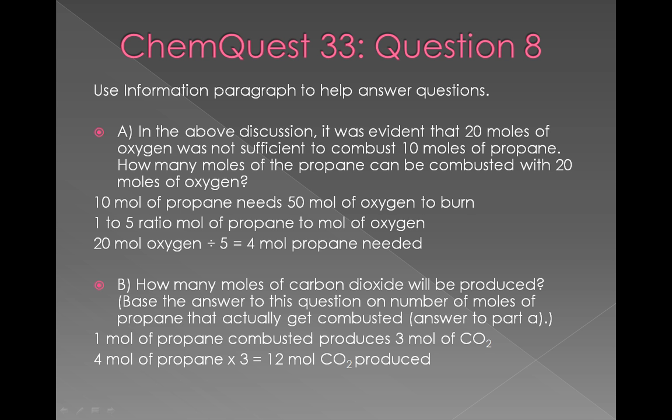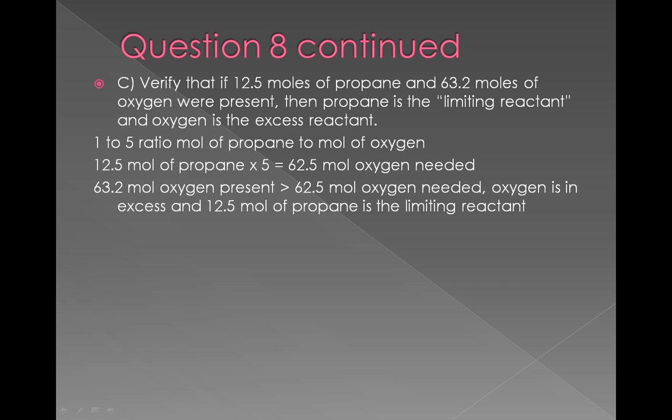For part B, it asks you how many moles of carbon dioxide will be produced. You're basing this answer on your answer from part A. So you have that 1 mole of propane combusted produces 3 moles of carbon dioxide. So you have 4 moles of propane times 3, and that gives you 12 moles of carbon dioxide produced.